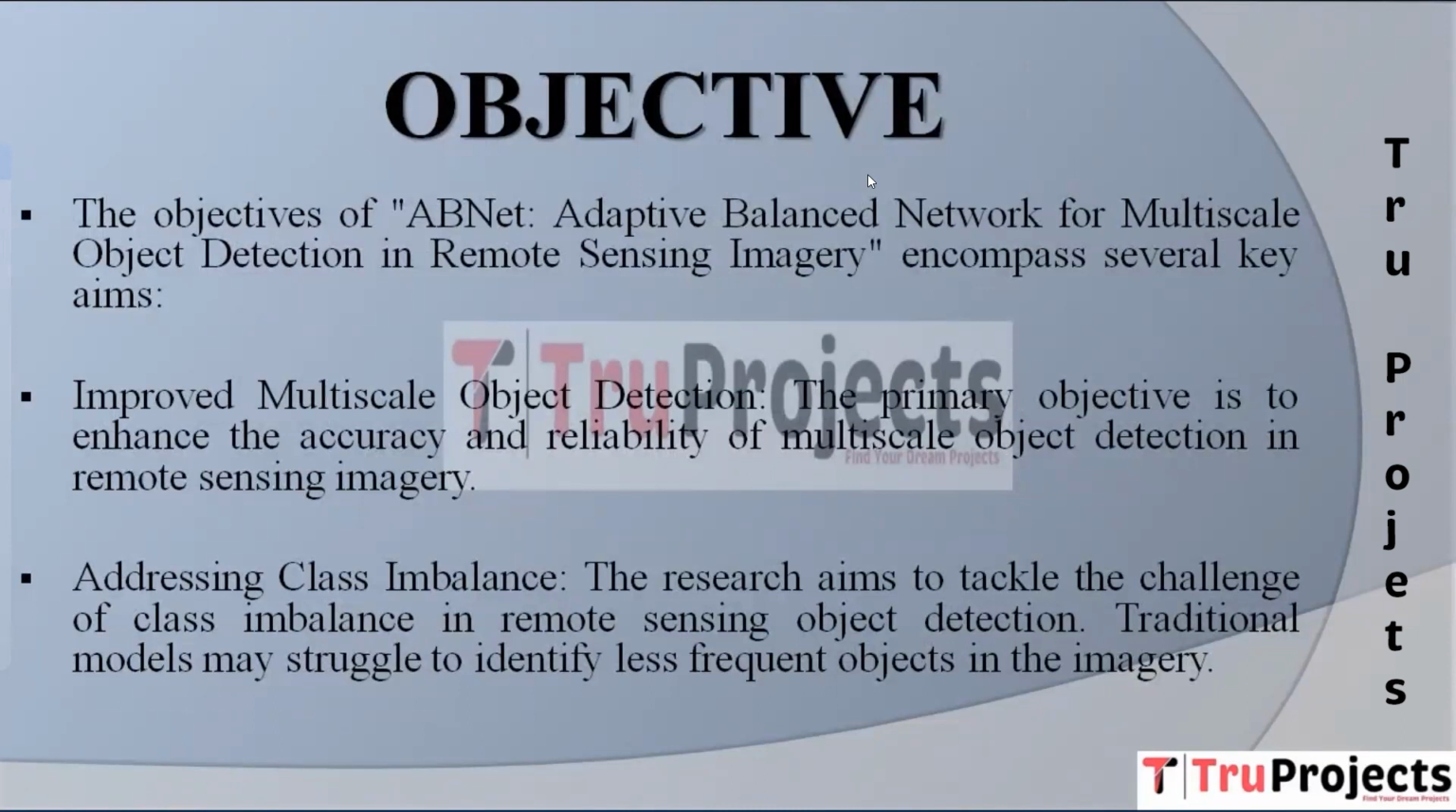The goal of the study titled ABNet, that is Adaptive Balance Network for Multiscale Object Detection in Remote Sensing Imagery, comprises several central intentions. First, enhance multiscale object detection. The primary aim is to elevate the precision and dependability of detecting objects at varying scales within remote sensing imagery. Second, here we have mitigating class imbalance. The research strives to address the issue of class imbalance in remote sensing object detection. Conventional models may encounter difficulties while identifying less common objects in the images.